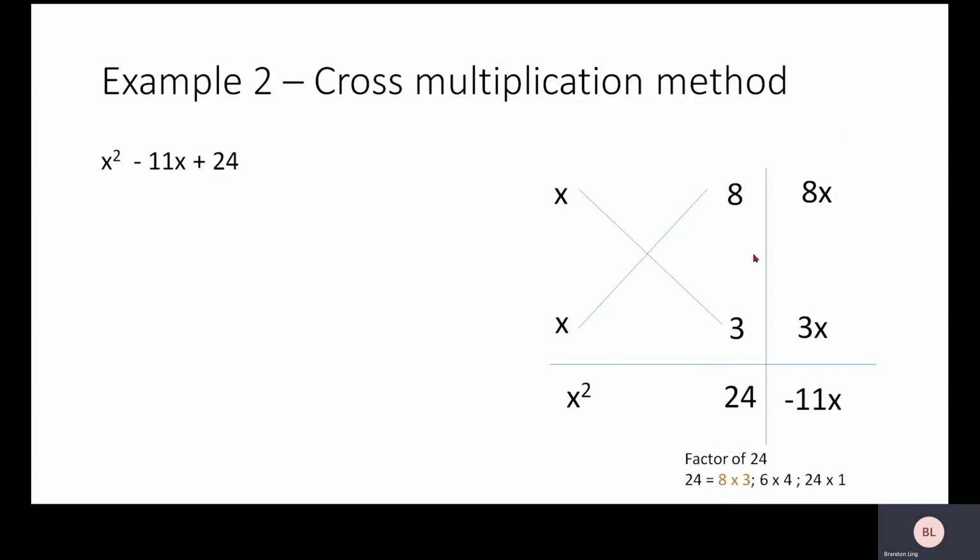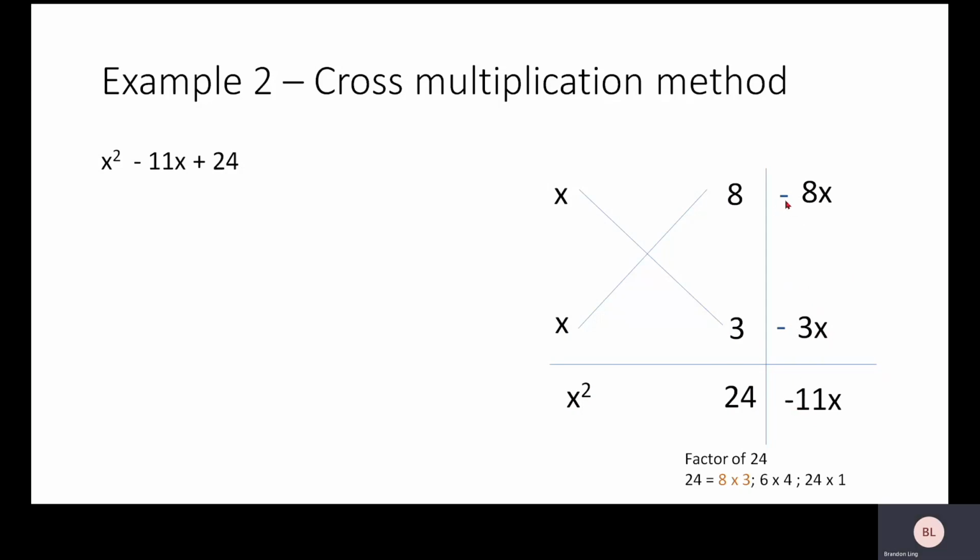The next step, we need to think of how to add or subtract 8 and 3 to get negative 11. Basically, we need to use two negative numbers here. Negative 8 and negative 3 becomes negative 11. It's just like when you owe someone $8 today and you owe another $3 tomorrow. Essentially, you are owing someone $11.